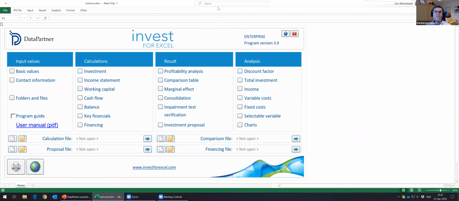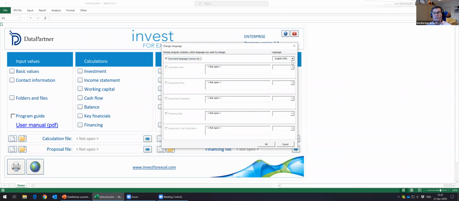Then there's impairment test verification for testing goodwill and asset values, but we will not go into that. There is a user manual available here. It will always show in the language that you are using the program. So if you switch language and you use it in Finnish or Swedish or whatever, then the manual will also be in the same language. And this change language is also powerful because you can also change the language of the calculation you have created.